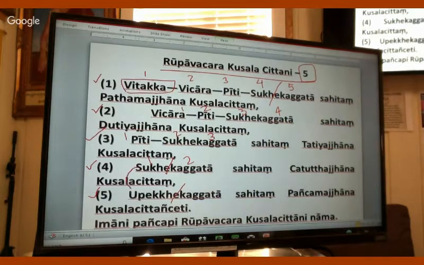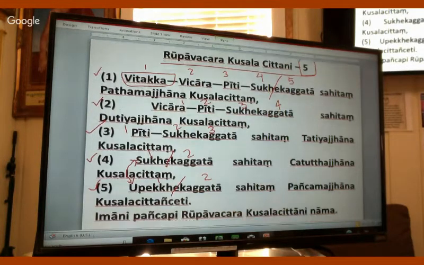And then number 5, the fifth jhana, changes Sukha to Upekkha. Upekkha, number 1, Ekaggata, number 2. Upekkha Ekaggata, 2 jhana factors. Upekkha Ekaggata sahitam, Pancama jhana kusala citta. Imani pancavidha rupavacara kusala cittani nama. This is Pali, describing the form sphere wholesome consciousness, 5 kinds. Okay, so we will learn later.